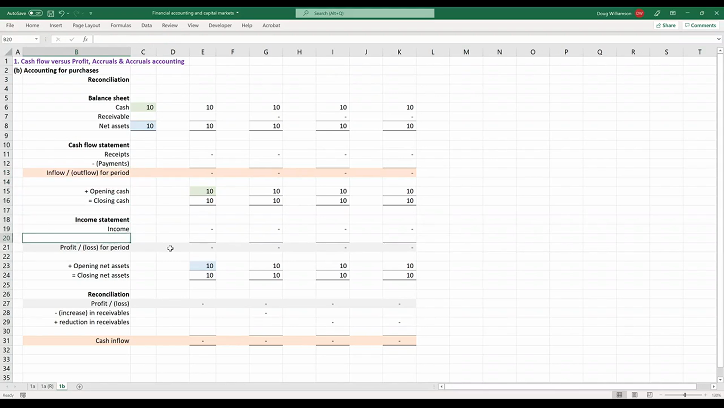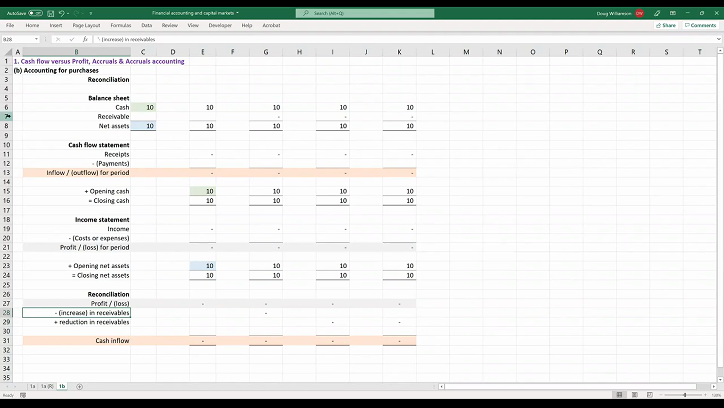So going on to the income statement, as well as income, we might have expenditure or spending or costs. Let's call them costs, expenses, which might result in a profit or loss for the period. Let's anticipate this part.